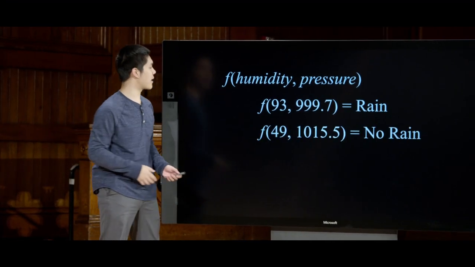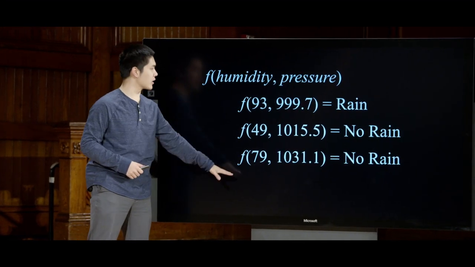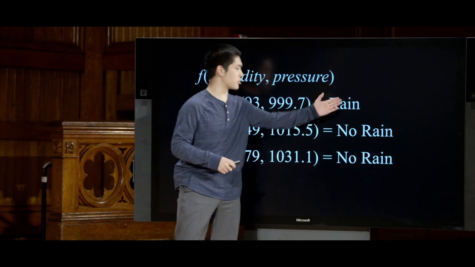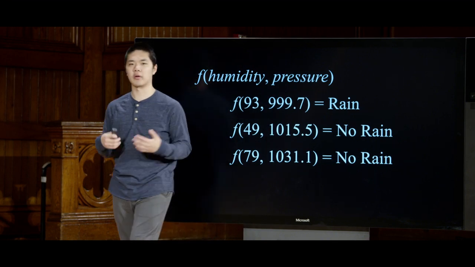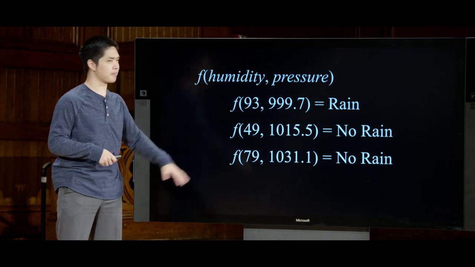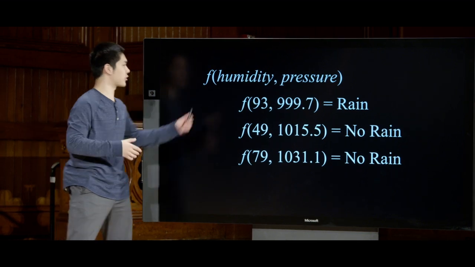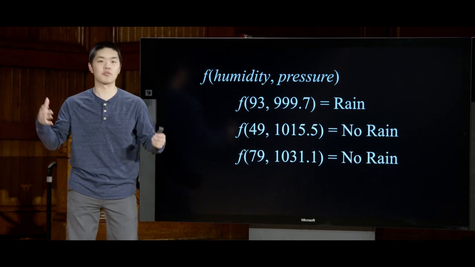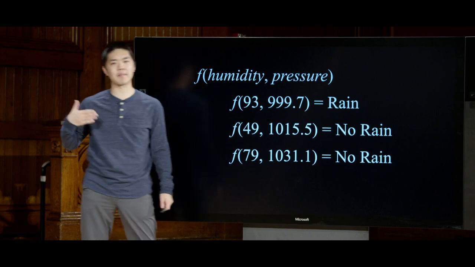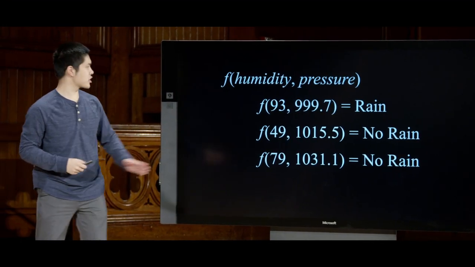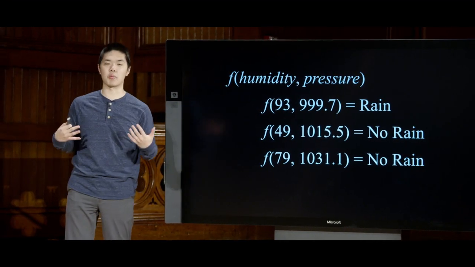So we've seen a couple of example data points here, where given this value for humidity and this value for pressure, we predict, is it going to rain or is it not going to rain? And that's information that we just gathered from the world. We measured on various different days what the humidity and pressure were. We observed whether or not we saw rain or no rain on that particular day. And this function f is what we would like to approximate.